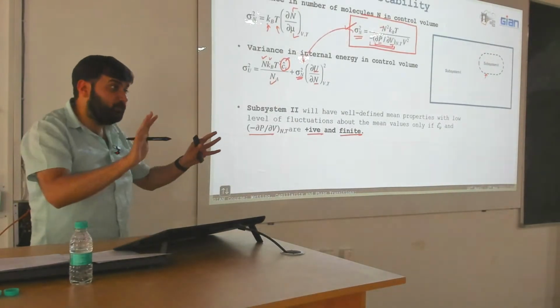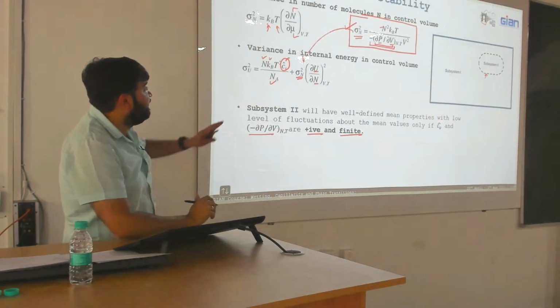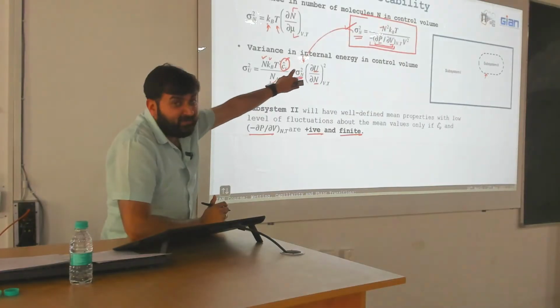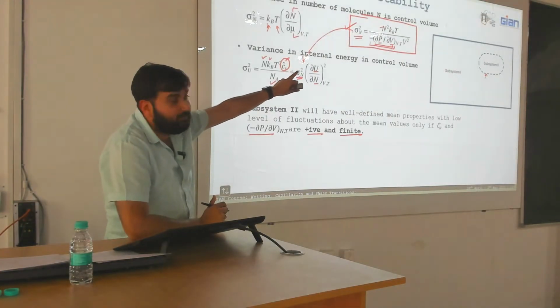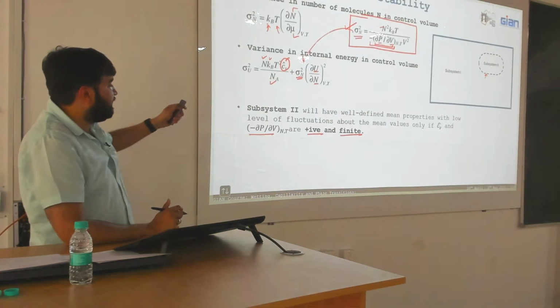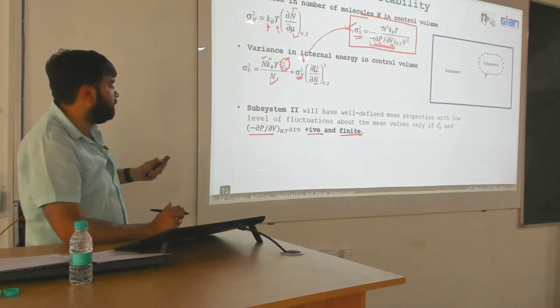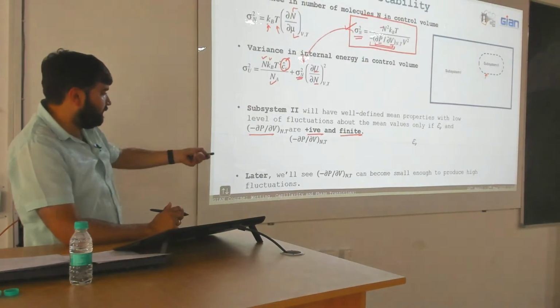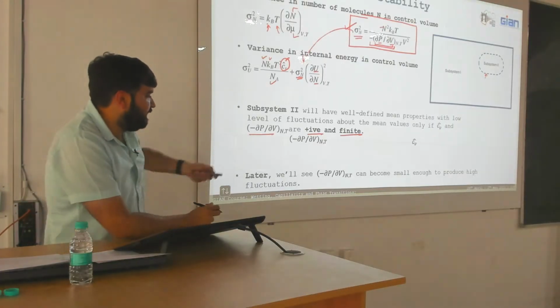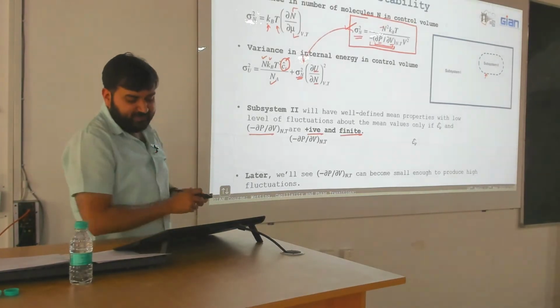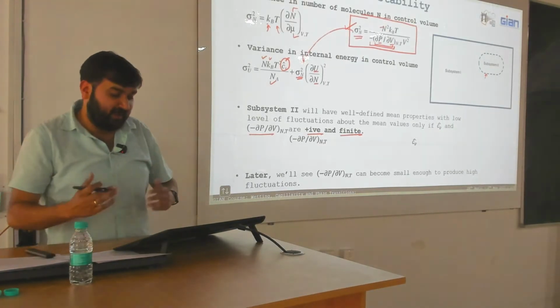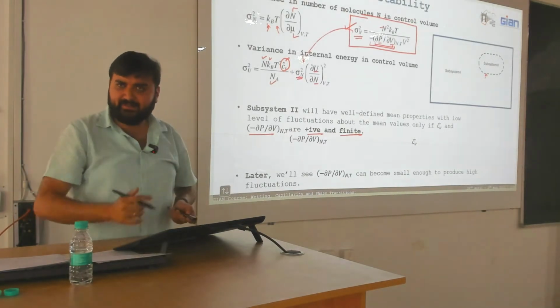Even though the system is in equilibrium, we can still see that the magnitude of this term, minus del P by del V, will govern whether the fluctuations are huge or small. So we'll see that minus del P by del V at constant N and T can become small enough to produce high fluctuations, and we'll also discuss this further.